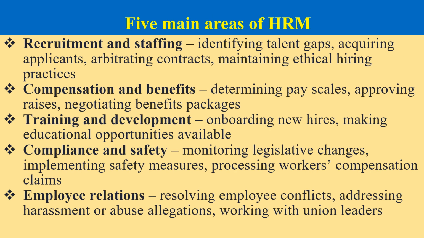We now come to the nuts and bolts, which are the five main areas of human resource management. These are recruitment and staffing. Recruitment and staffing is identifying talent gaps, acquiring applicants, arbitrating contracts, and maintaining ethical hiring practices. I have mentioned earlier that I will hold a separate tutorial, that is tutorial 3, on recruitment and staffing.